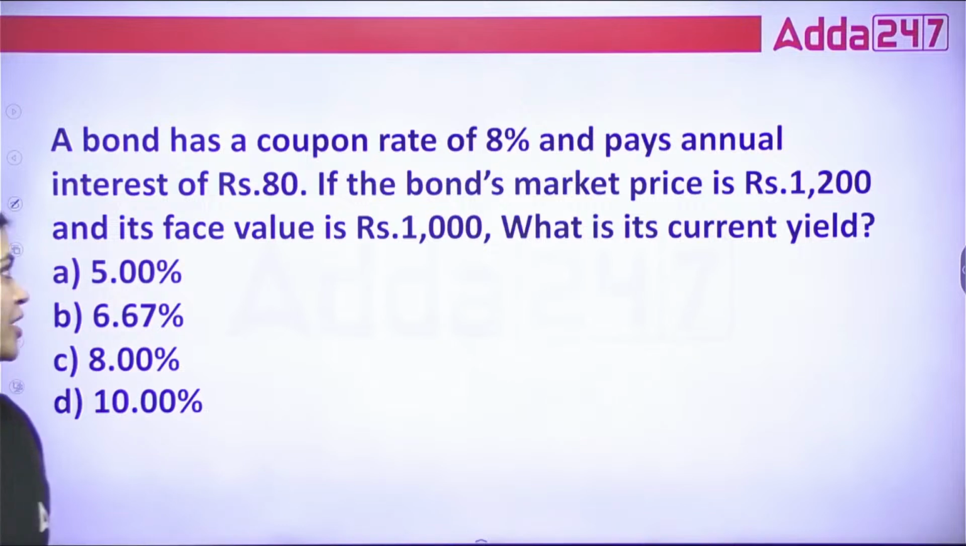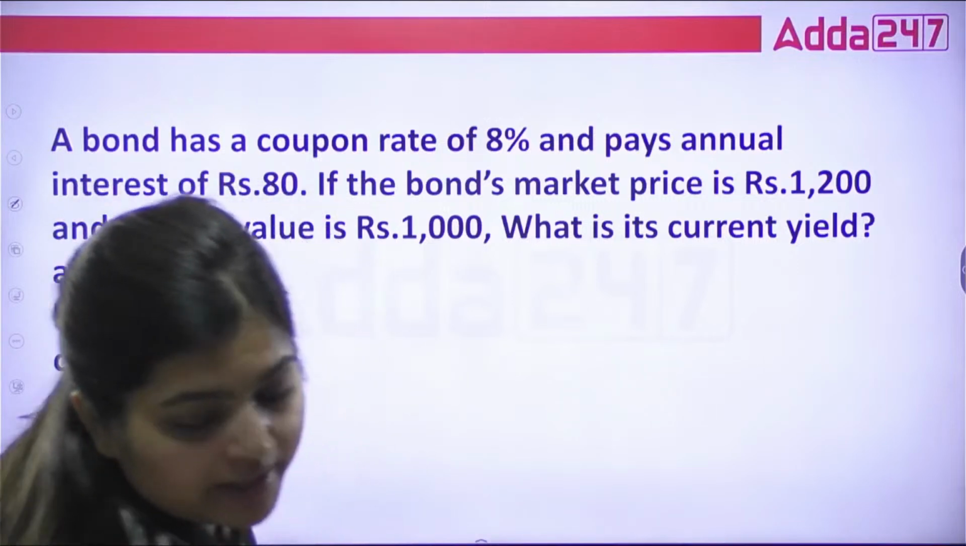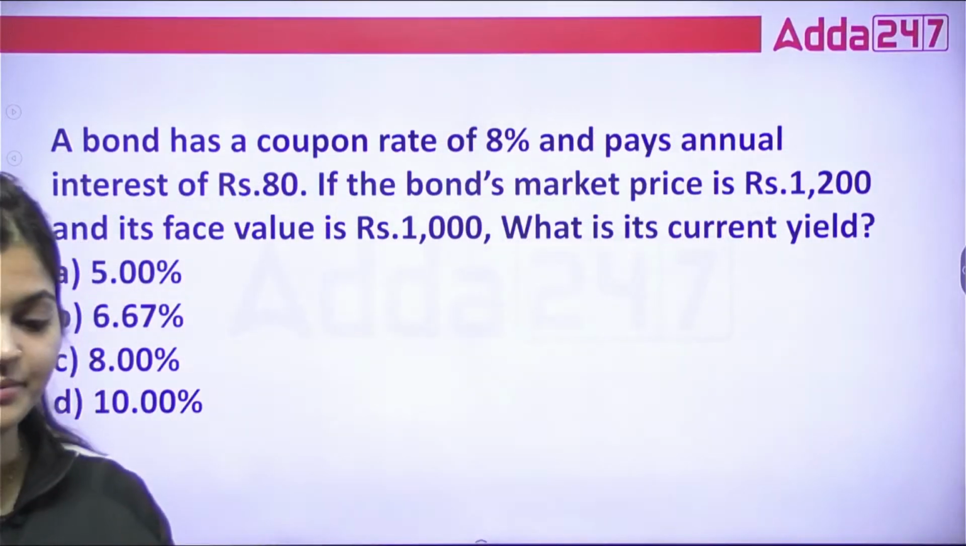A bond has a coupon rate of 8% and pays annual interest of 80. If the bond market price is 1200 and its face value is 1000, what is the current yield? In this, we need to calculate the current yield. Everyone, please try this and tell me your answer.